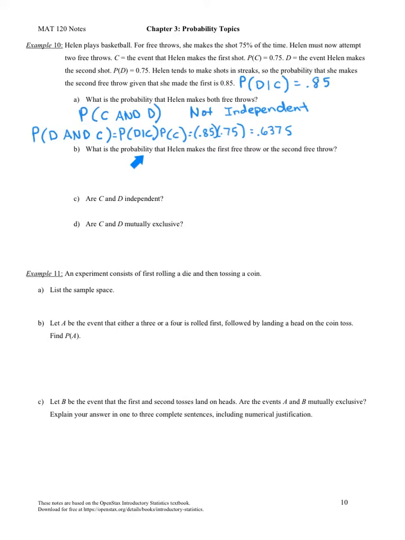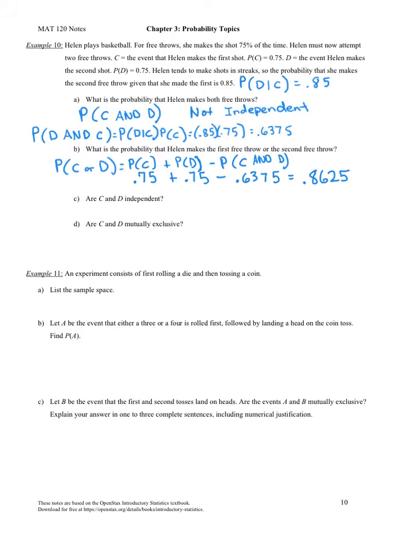So here is the formula we're going to need to use. And we are given the probabilities of each. And we found the probability of C and D occurring in letter A. And so we ended up with a probability of 0.8625. And we already answered letters C and D, but let's go ahead and write them down.